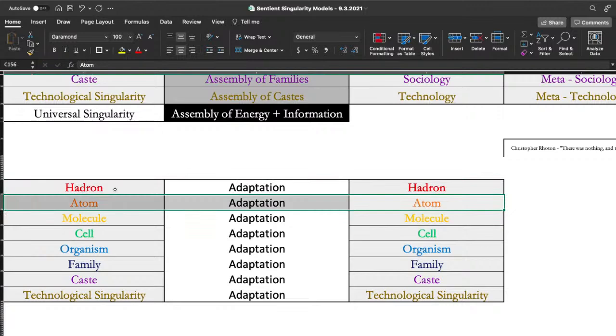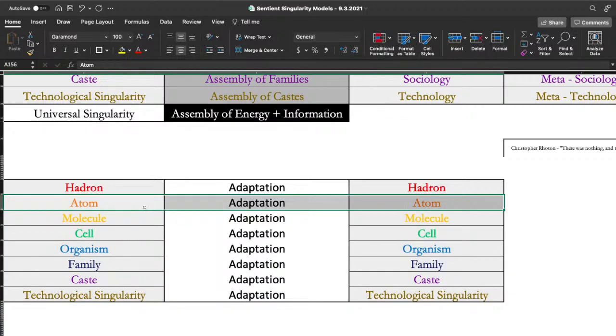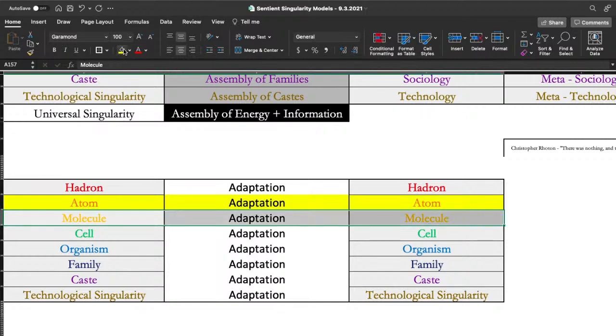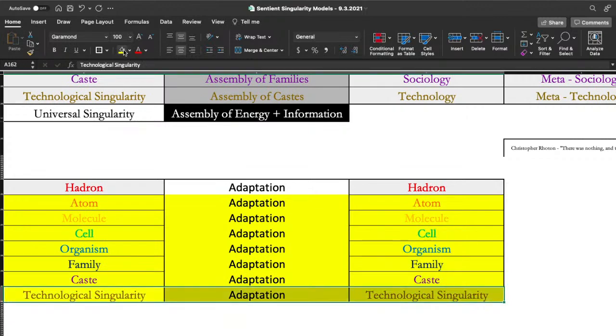But at least when you get to atoms, you're reaching individualized, atomized sentiences, okay? And there's adaptation that's happening all through here. And then there's different types of molecules, adaptation. Different types of cells, adaptation. Different types of organisms, adaptation. Families, adaptation. Castes, adaptation. And technological singularity.